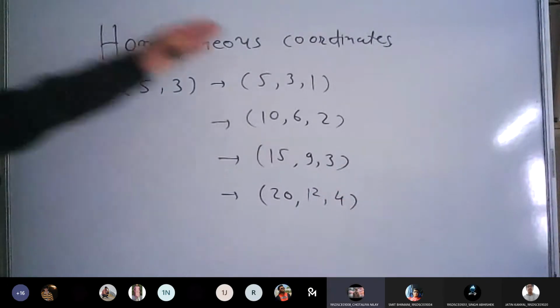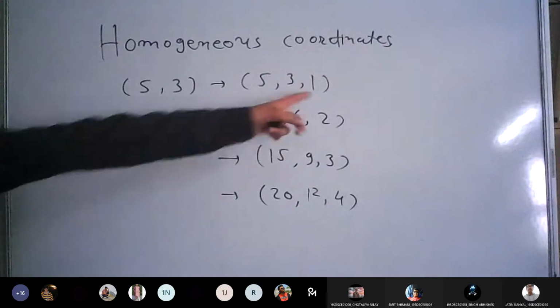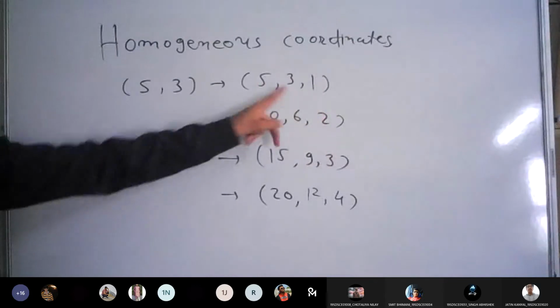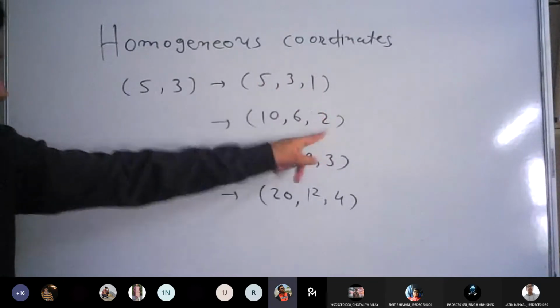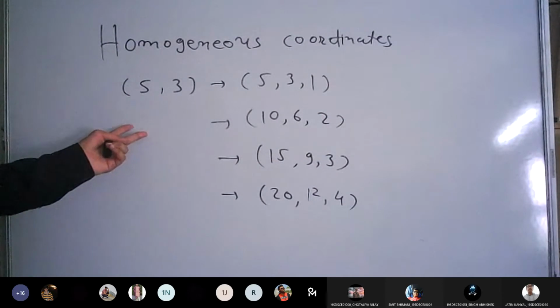So for this point, likewise, you may have n number of homogeneous values. Every time you can say I'm changing the homogeneous parameter value h. If h is 1, then it will be 5, 3 as it is. If h is 2, then it changes accordingly at this point. Fine. Any doubts?